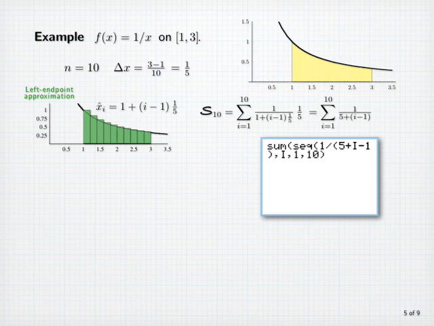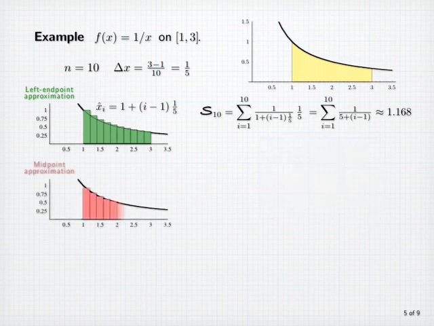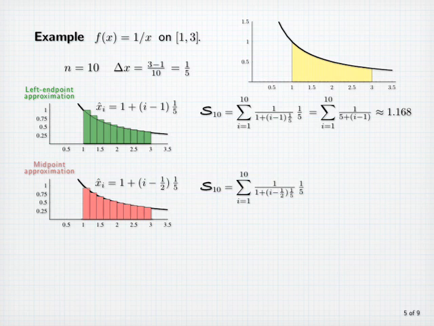We go to the list menu to retrieve the sum and sequence functions, just as we did before, and now we press enter. We find that this S10 is equal to 1.168. Now let's compute the midpoint approximation with n equals 10. Here, x hat sub i is going to be 1 plus (i minus 1/2) times 1/5, and the corresponding S10 is the sum from i equals 1 to 10 of 1 over that x hat sub i times 1/5.